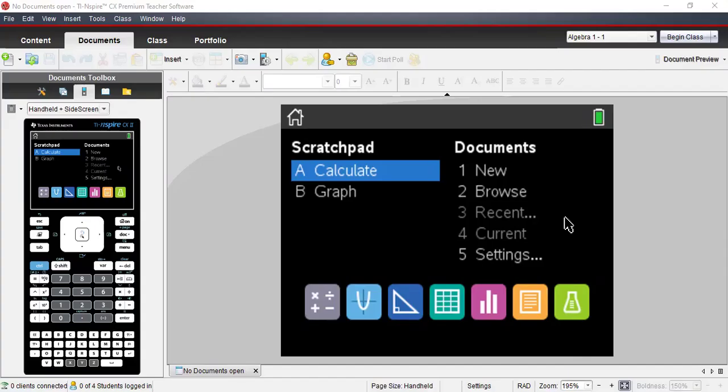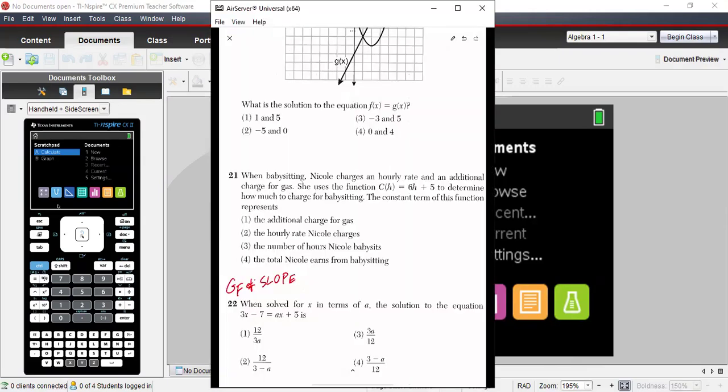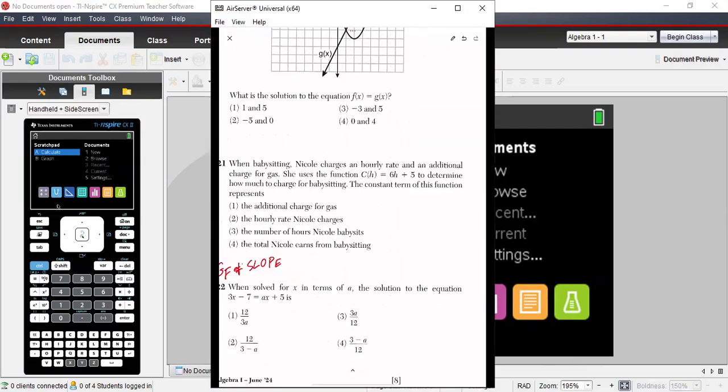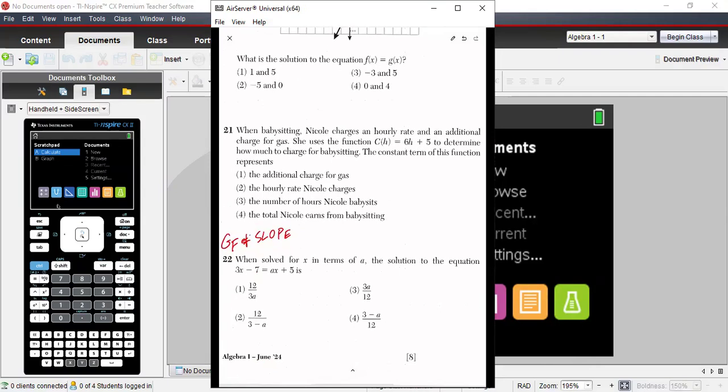All right, guys, I am doing question number 22. And they've given us this equation, and they have constants and they have this term A, and they want us to solve for X in terms of A. So now I'm going to do it two ways. I'm going to do it algebraically, but I'm also going to do it the way a lot of you guys should do it. So there's two things.